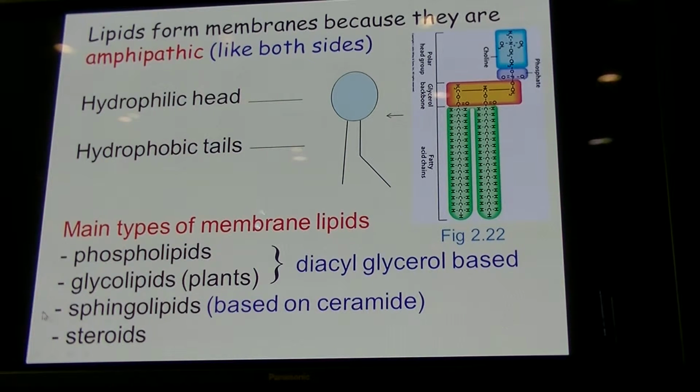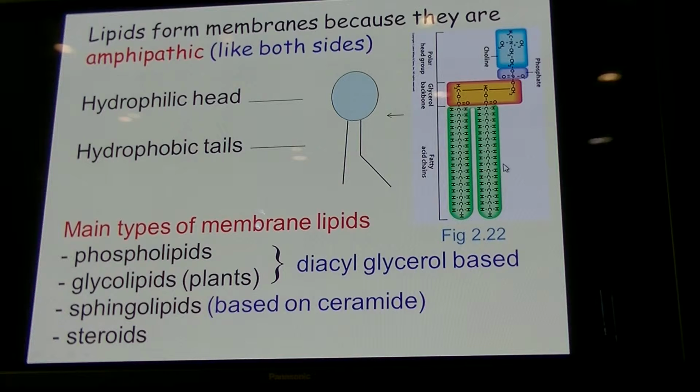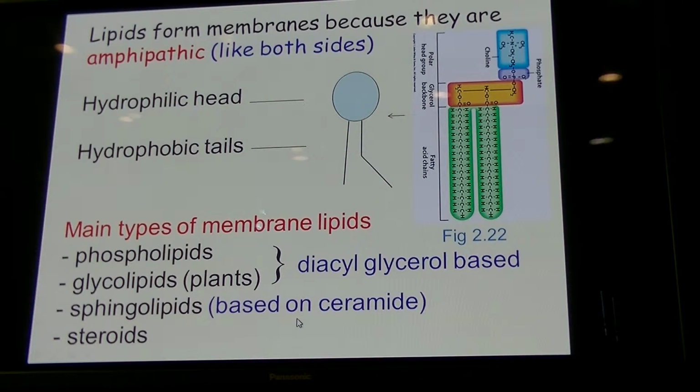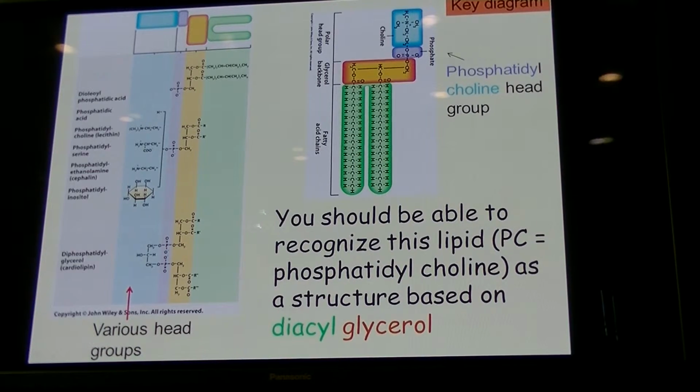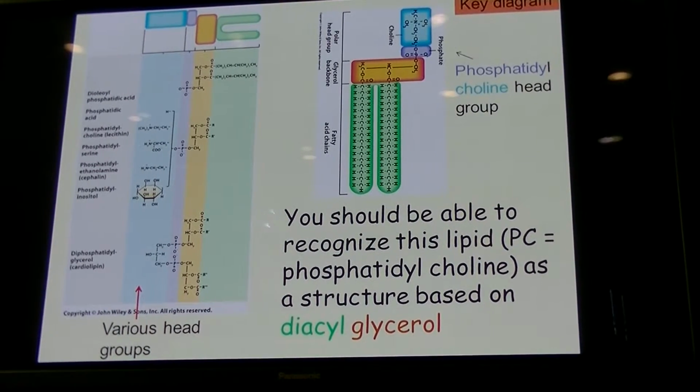Okay, then we have another type of lipid called the sphingolipid. It's based not on a glycerol backbone, but something slightly different, but still there are fatty acids in there. And then we have steroids. Okay, so here we have those other structures.